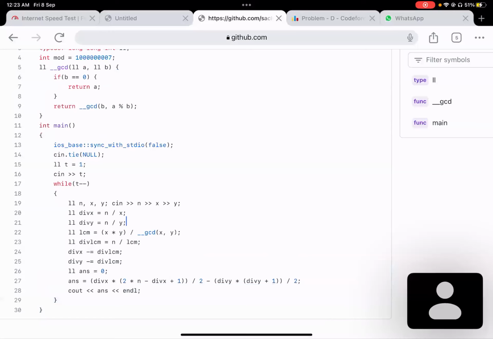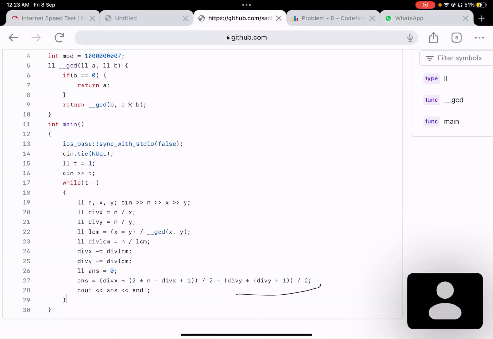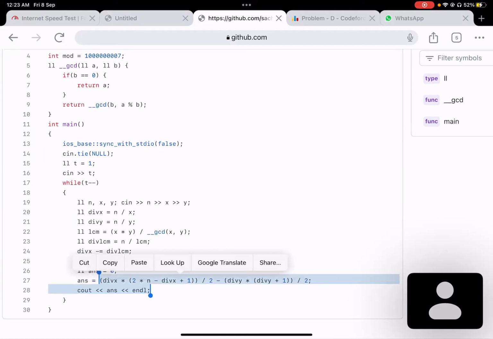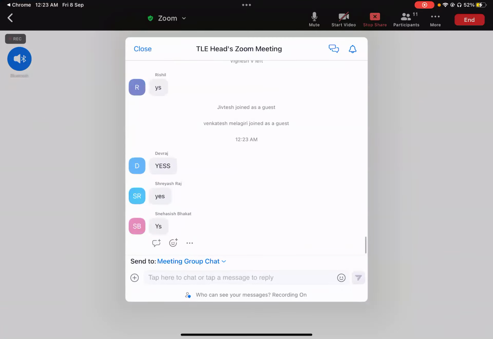Div x into alpha into 2 into n minus alpha plus 1 divided by 2. And this is why I have written this is n into n plus 1 by 2, you can say, right? Or beta into beta plus 1 by 2. We have just taken the difference of it, and that's the answer, simply. Is it clear to all? Okay, I will take it as a yes.